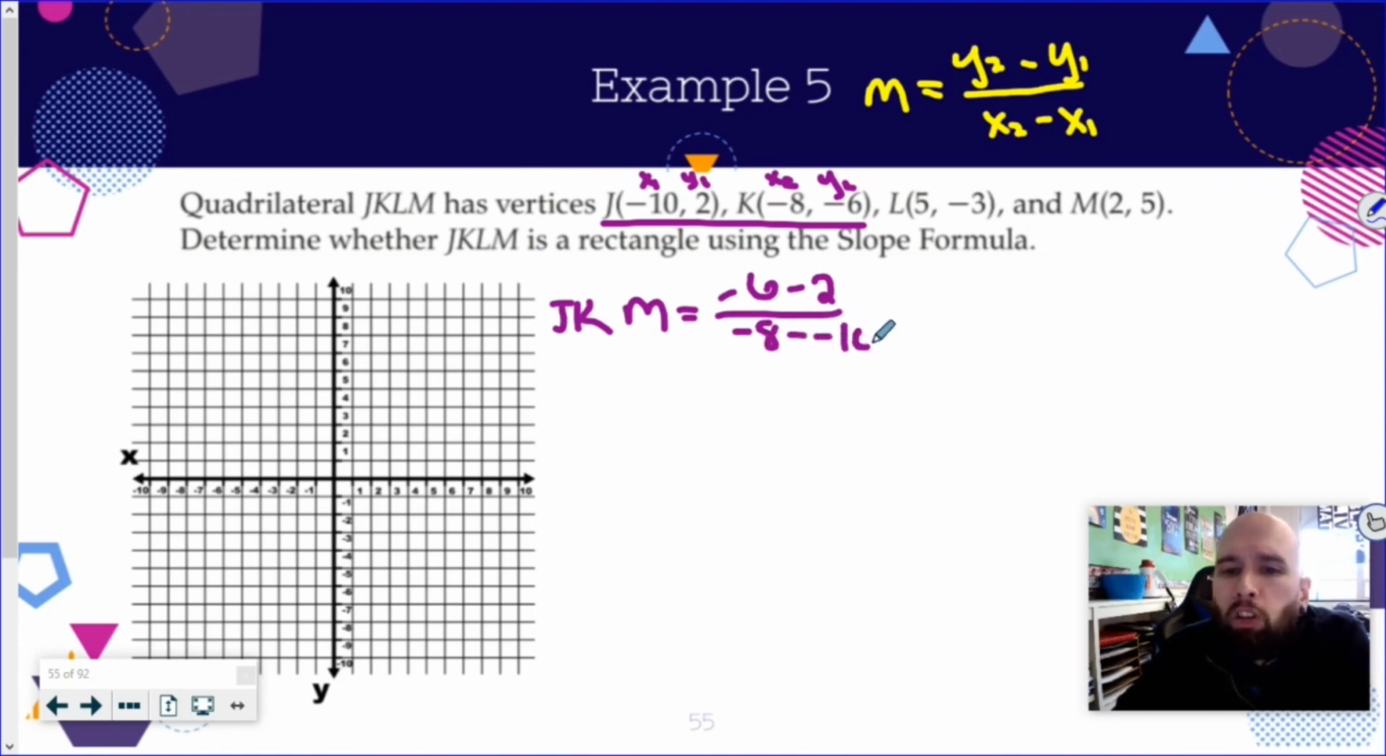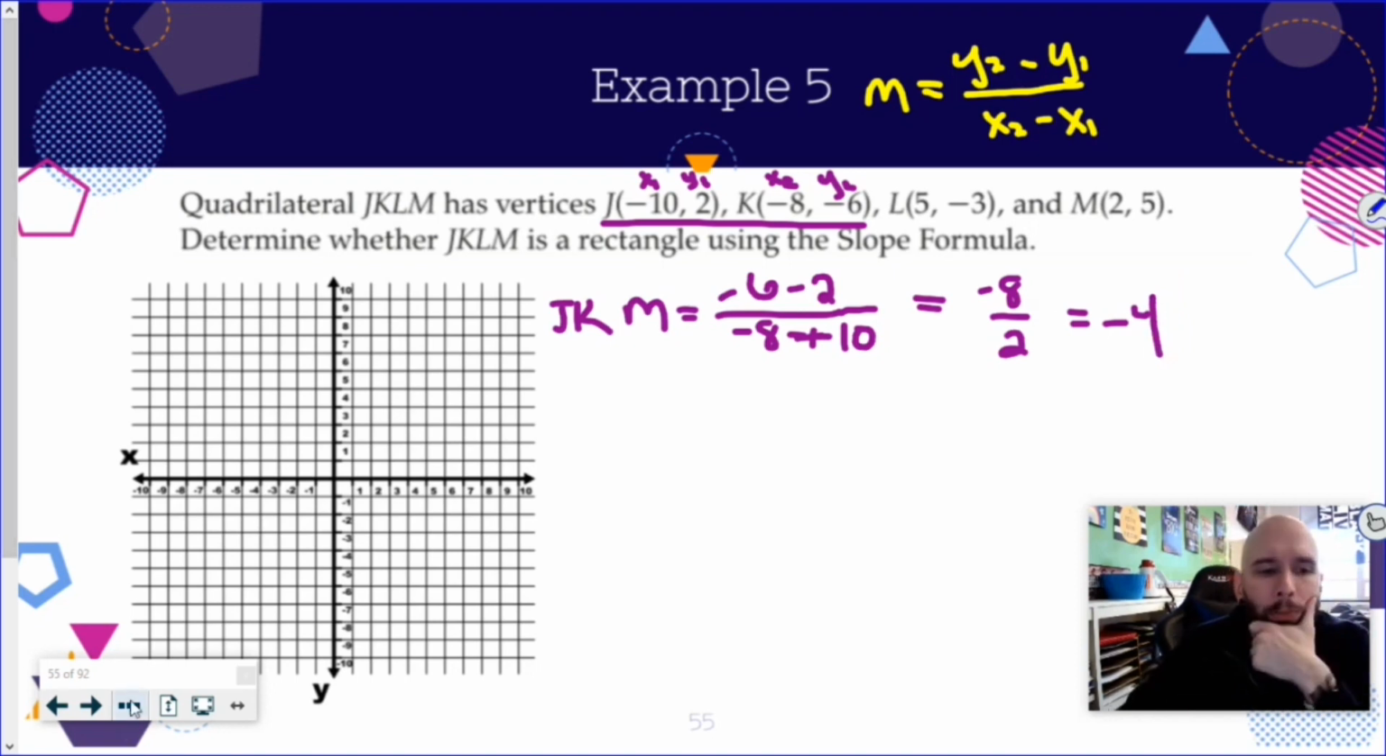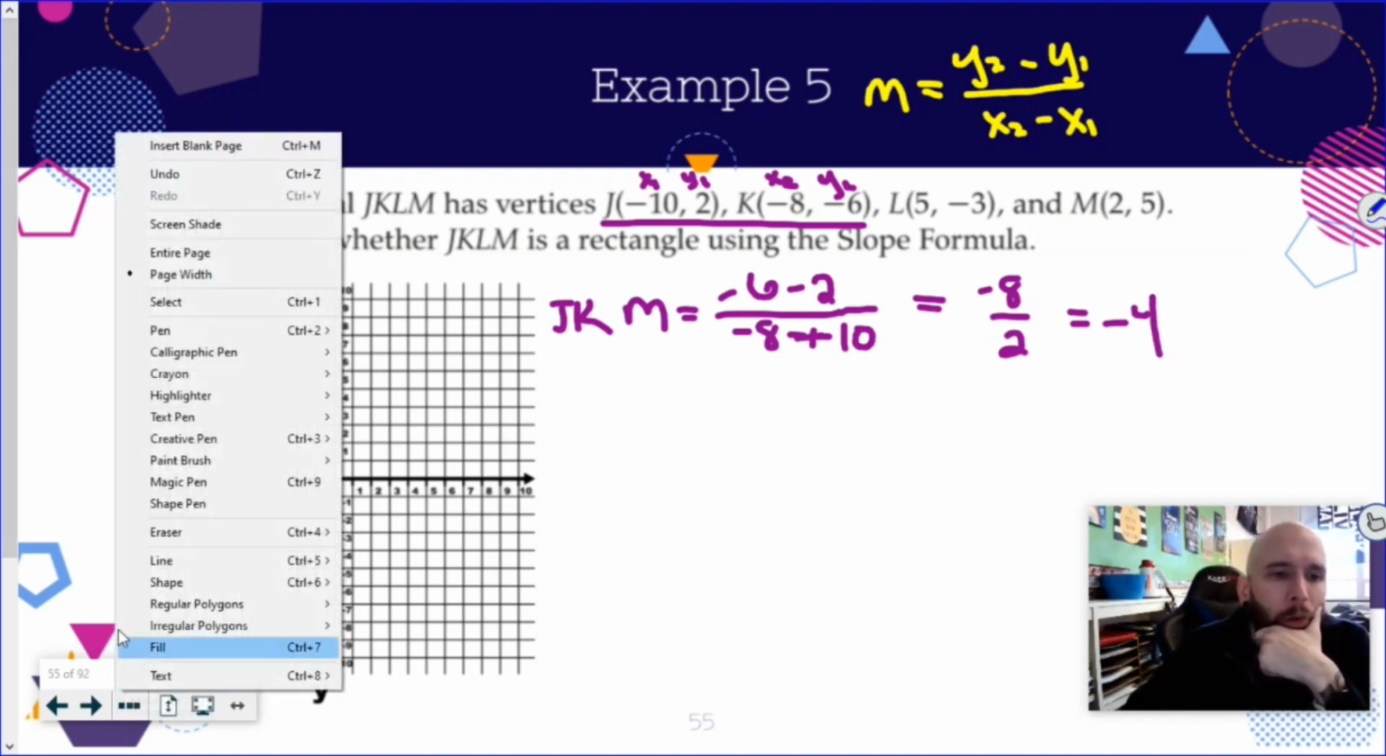We're going to do some mental gymnastics here, so as not to make this a 20-minute video. Negative 6 minus 2 is negative 8. Negative 8, oh, a double negative. So we've got negative 8 plus 10 is regular 2. The slope of JK is negative 4. One of them's done. So we need KL.